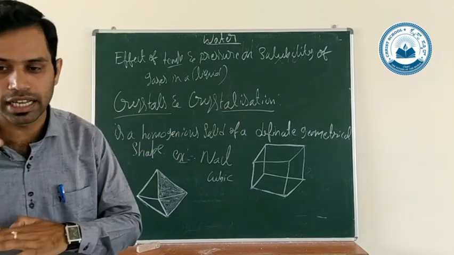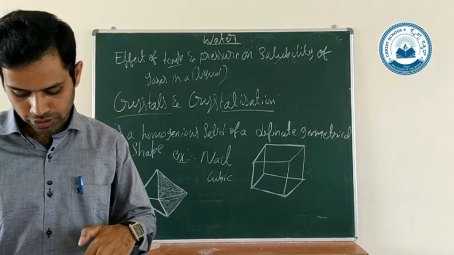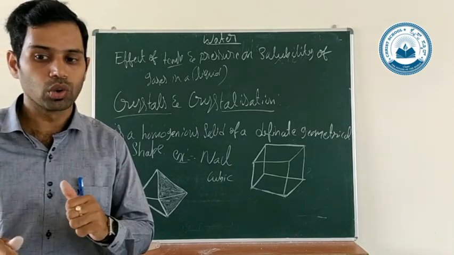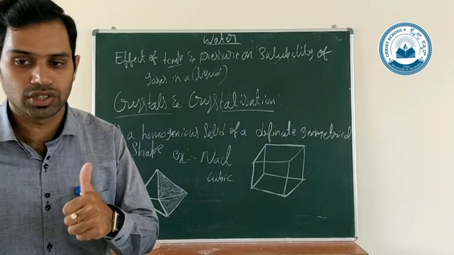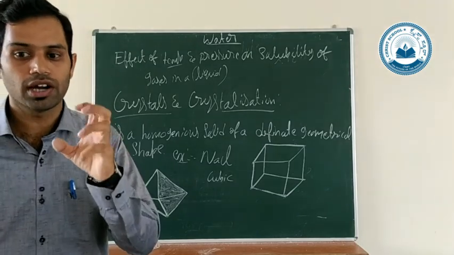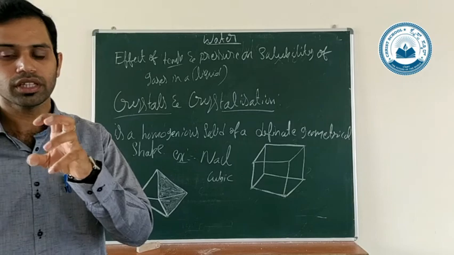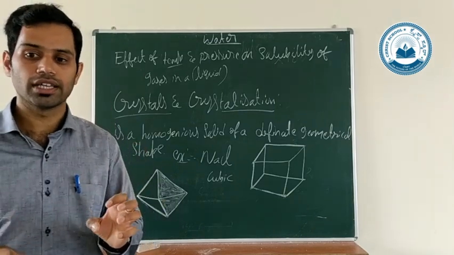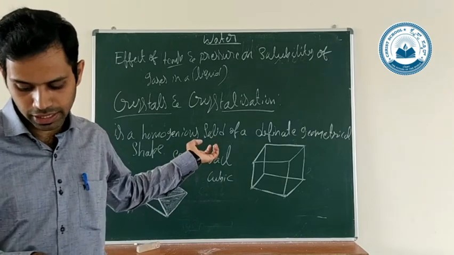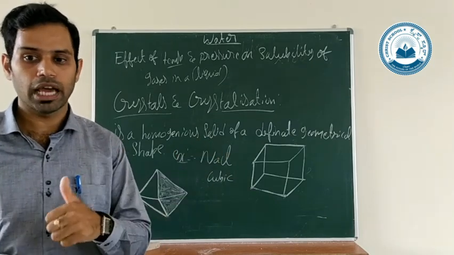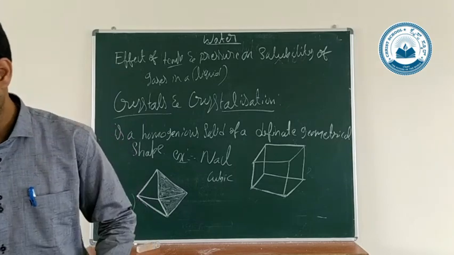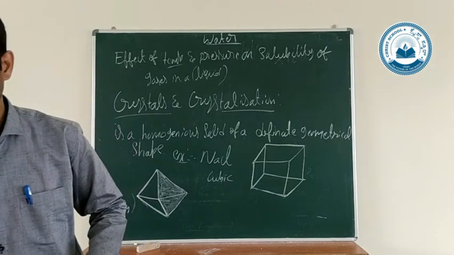And what is crystallization? Crystallization is a process by which crystals of a substance are obtained by cooling the hot saturated solution. If you cool the hot saturated solution, that will give the crystals. The process is called crystallization. These crystals can be prepared in the laboratory, and there are a few methods you have to follow.